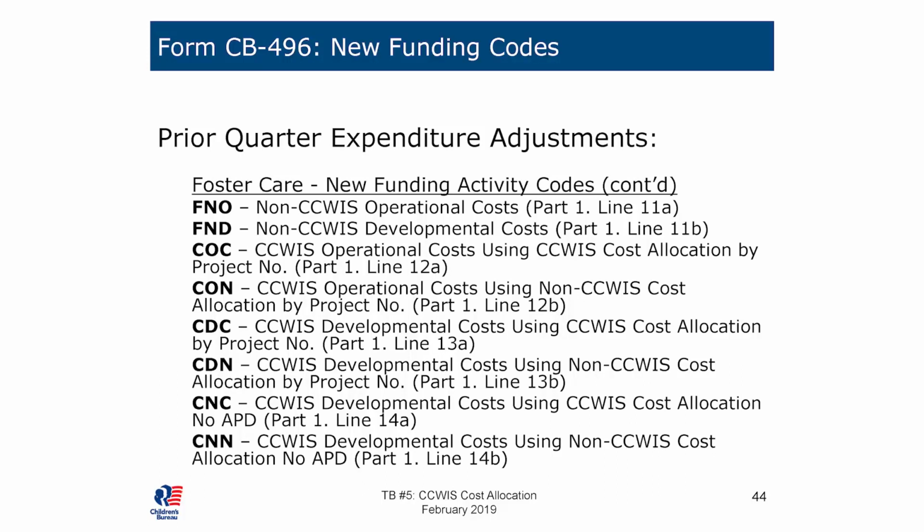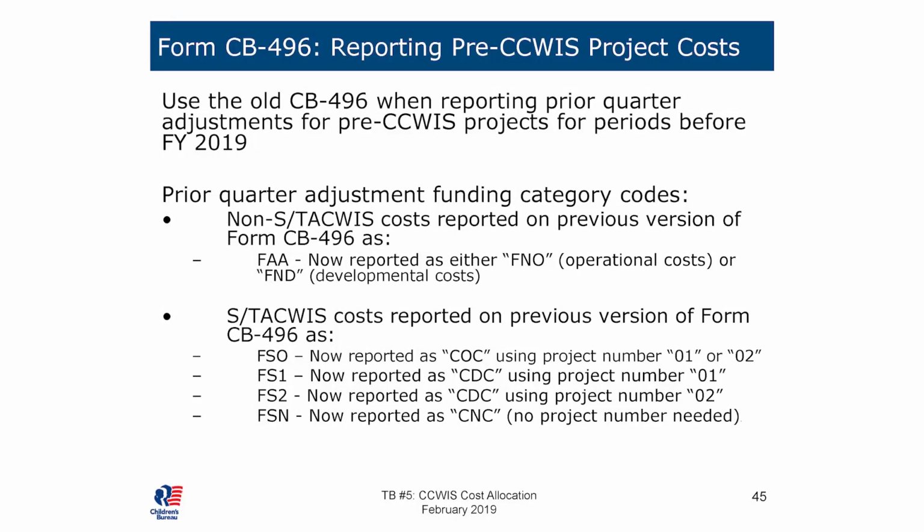Okay, so these are all the codes that are applicable to the information technology projects, and hopefully that will give you a good idea. Now we've moved on to the next slide, which talks about the pre-CCWIS project costs. So the old CB 496 report identified a number of codes which are shown here.